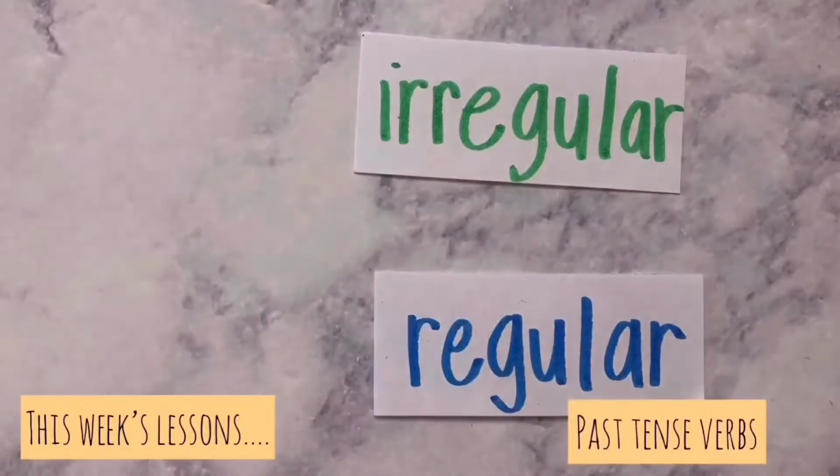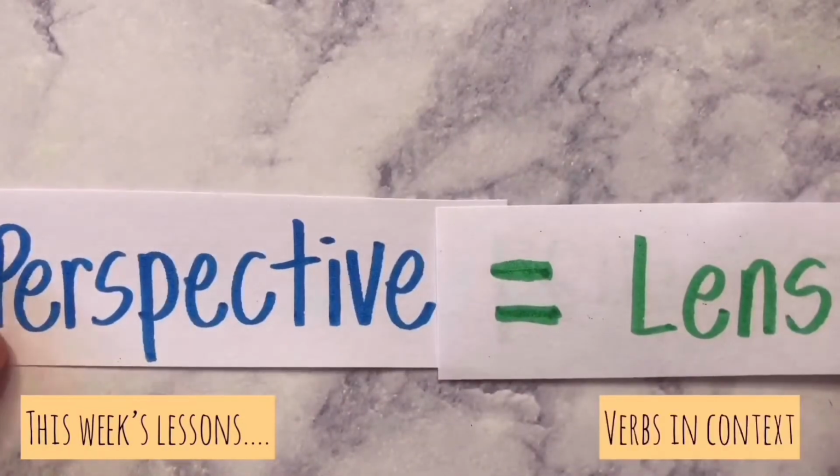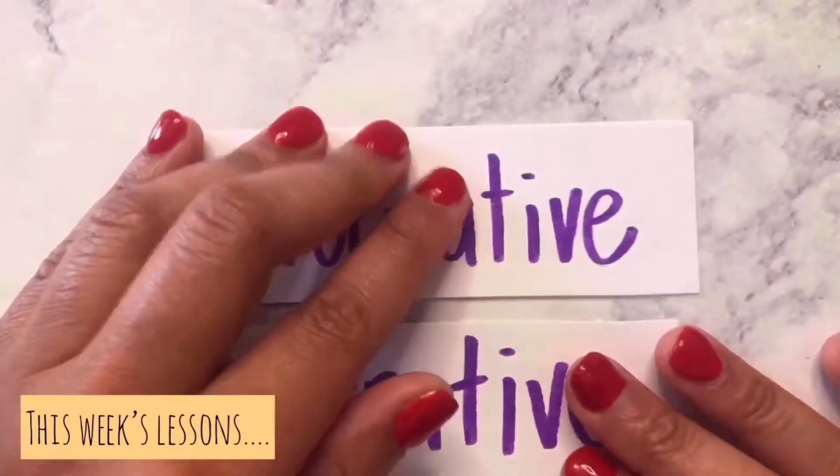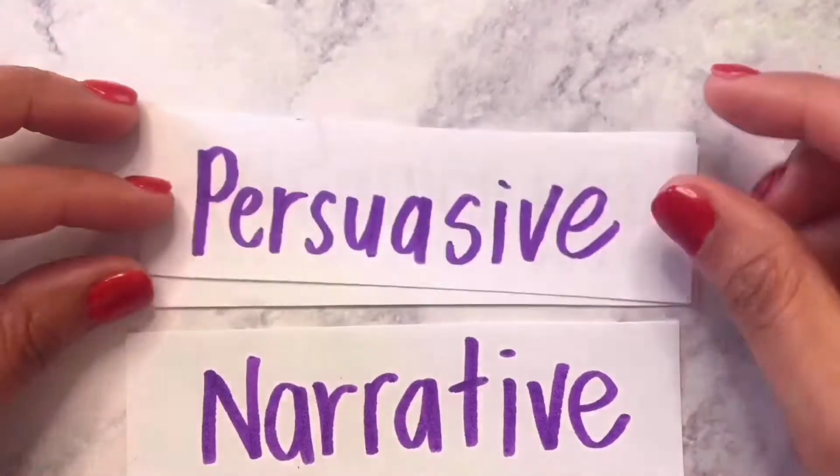This week we've been learning about verbs and about irregular and regular past tense verbs. We looked at perspective and the lens of an author. We identified types of text that we called narrative and informative or persuasive text.